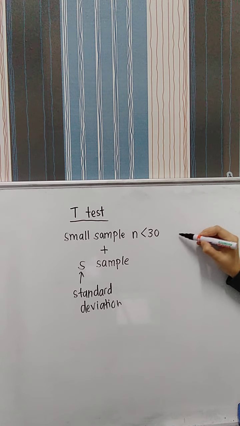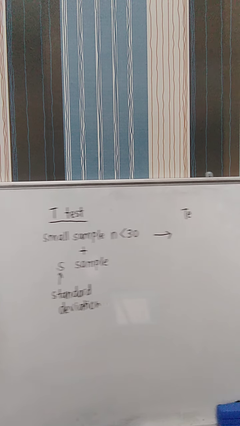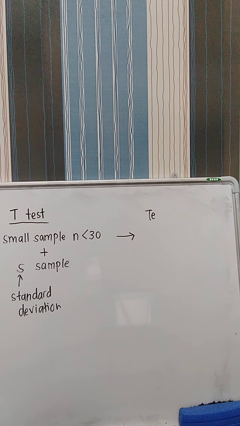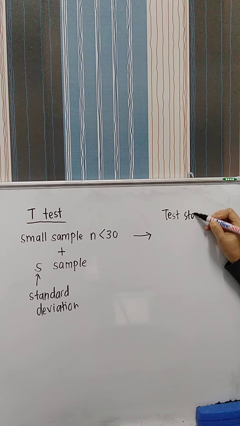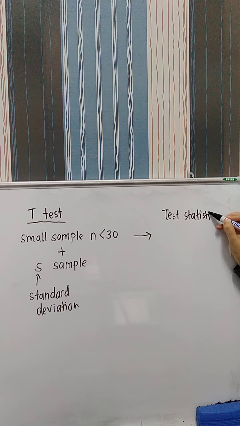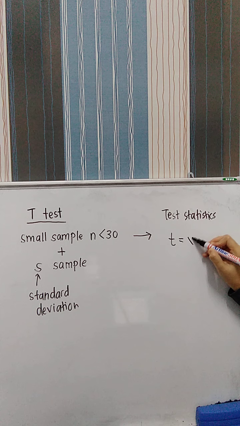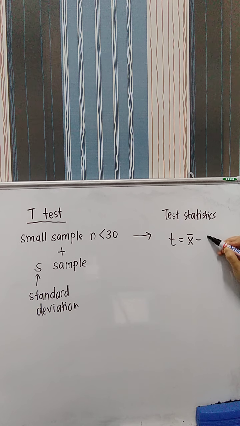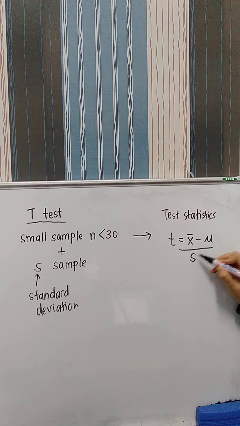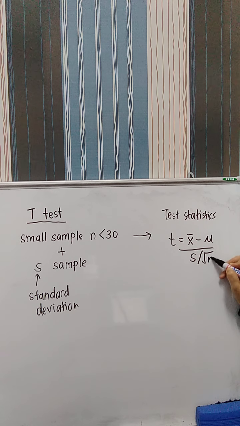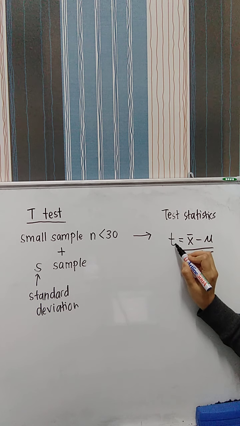So the test statistic for the t-test is: T equals X bar minus mu, divided by s over the square root of n. This is the t-test statistic T.